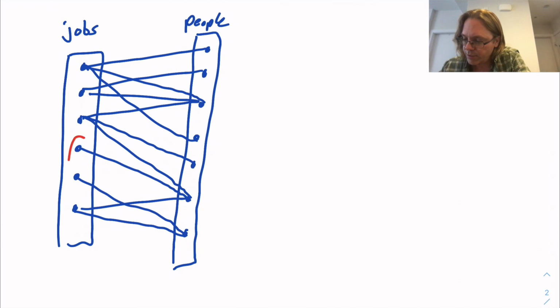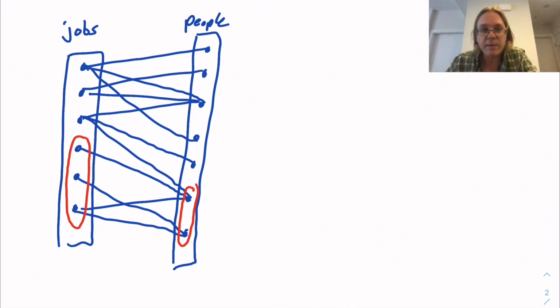Well, if I look at these 3 jobs, you can see that there are only 2 people over there who know how to do any of those 3 jobs. These 2 people down here at the bottom are the only 2 people that know how to do any of those 3 jobs. So there is no way I'm going to be able to match up these jobs. Those 3 jobs all need to get done by different people, but there are only 2 people who are trained to do any of those 3, so we're out of luck. So this thing I'm asking for is simply not going to be possible.